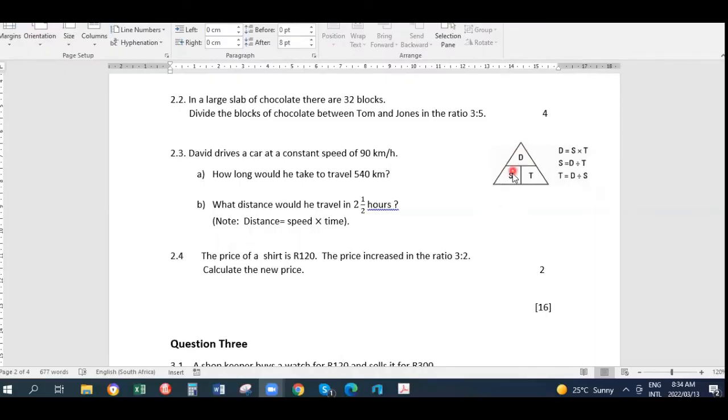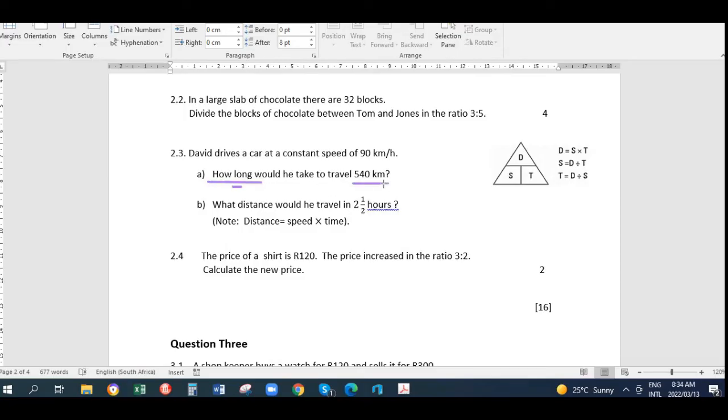If you're working out speed, it's distance over time. So here is your DST, your distance, speed, and time. Now, how long would it take to travel 540 kilometers? David drives a car at a speed of 90 kilometers an hour, but we want to know how long it would take to travel 540 kilometers.